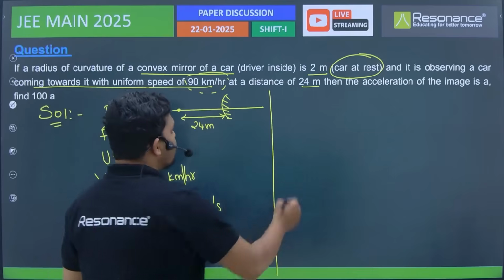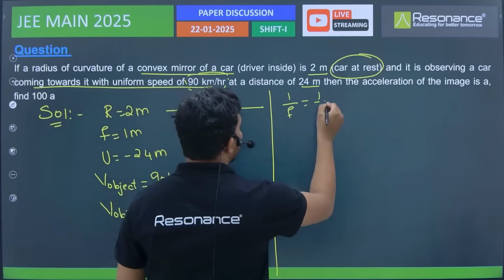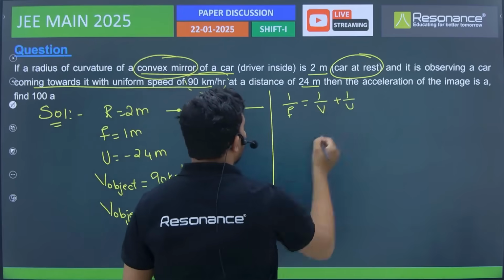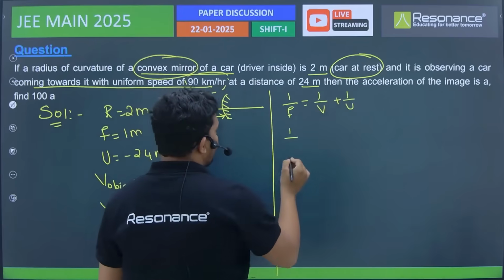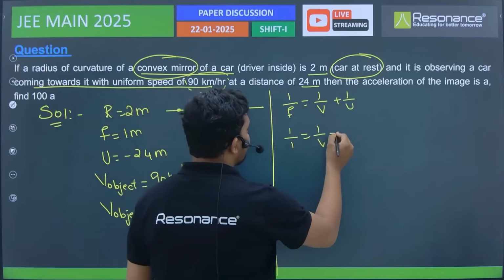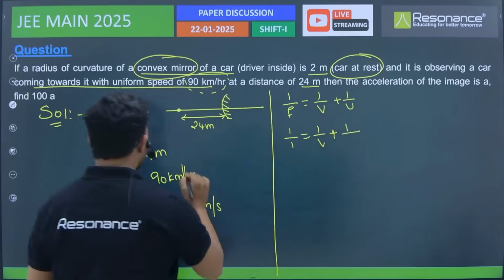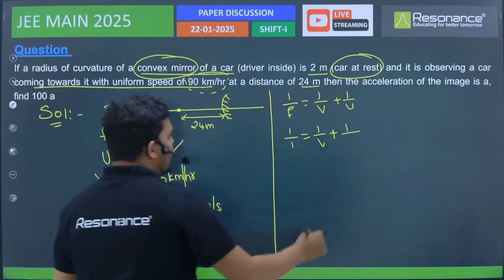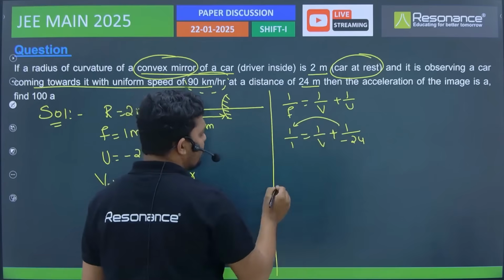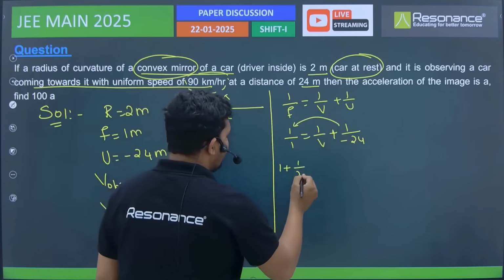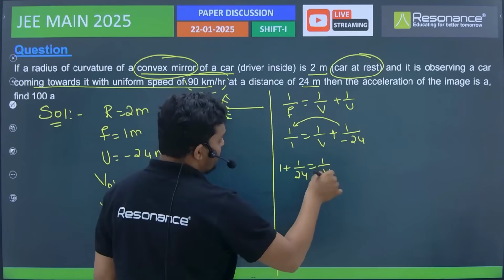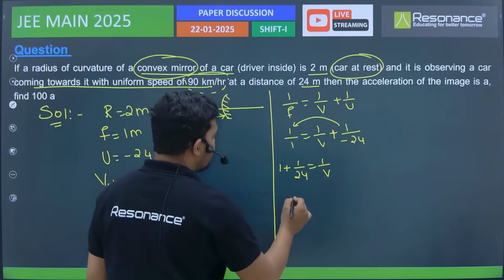To find the image distance, I take 1 by f equals 1 by v plus 1 by u, as it is a mirror. As it is a convex mirror, the focal length is already 1 meter, and we need to find the image distance. The object distance is minus 24. Plus into minus is minus, and minus 24 if I send it across becomes plus 24. So 1 plus 1 by 24 equals 1 by v.